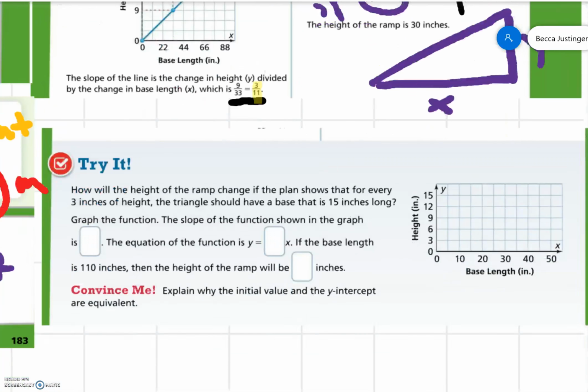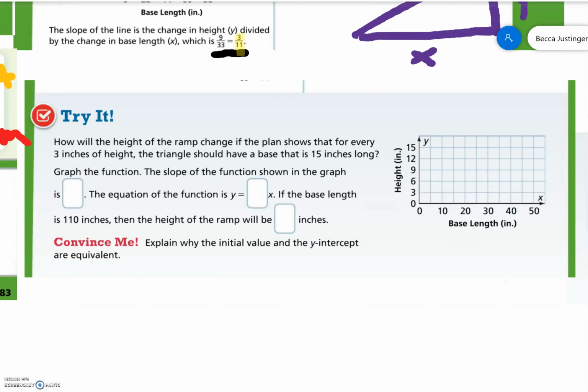Let's try it. How will the height of the ramp change if the plan shows that for every 3 inches of height, the triangle should have a base that's 15 inches long? So we're going to start at 0, 0. If we go up 3, we have to go over 15. Up 3, over 15. Follow the pattern. And I can connect my dots.